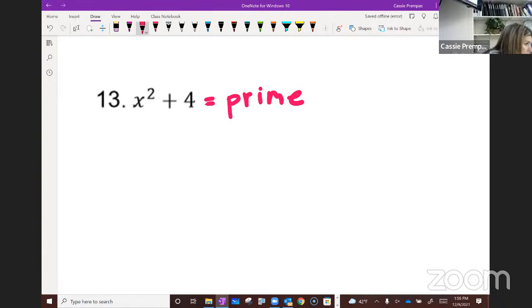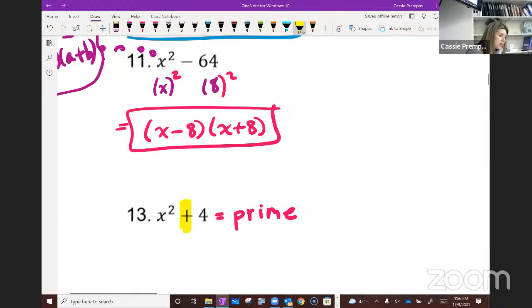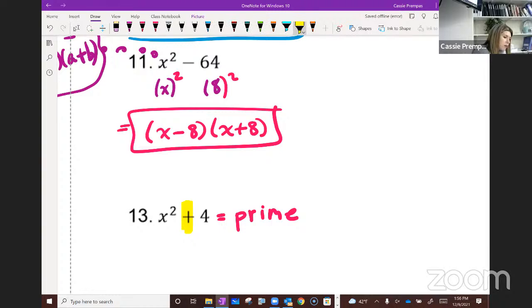X squared plus 4, the difference is the plus sign. So you do want to make note that that rule only works for the difference of 2 squares. If you were thinking, well, why isn't it x plus 2 times x plus 2? If you FOIL that, you'll get x squared plus 4x plus 4. So the reason that this works is because when you do the outside and the inside, it cancels. 8x plus negative 8x is 0. But with a plus sign, we have nothing that will multiply back to be that.